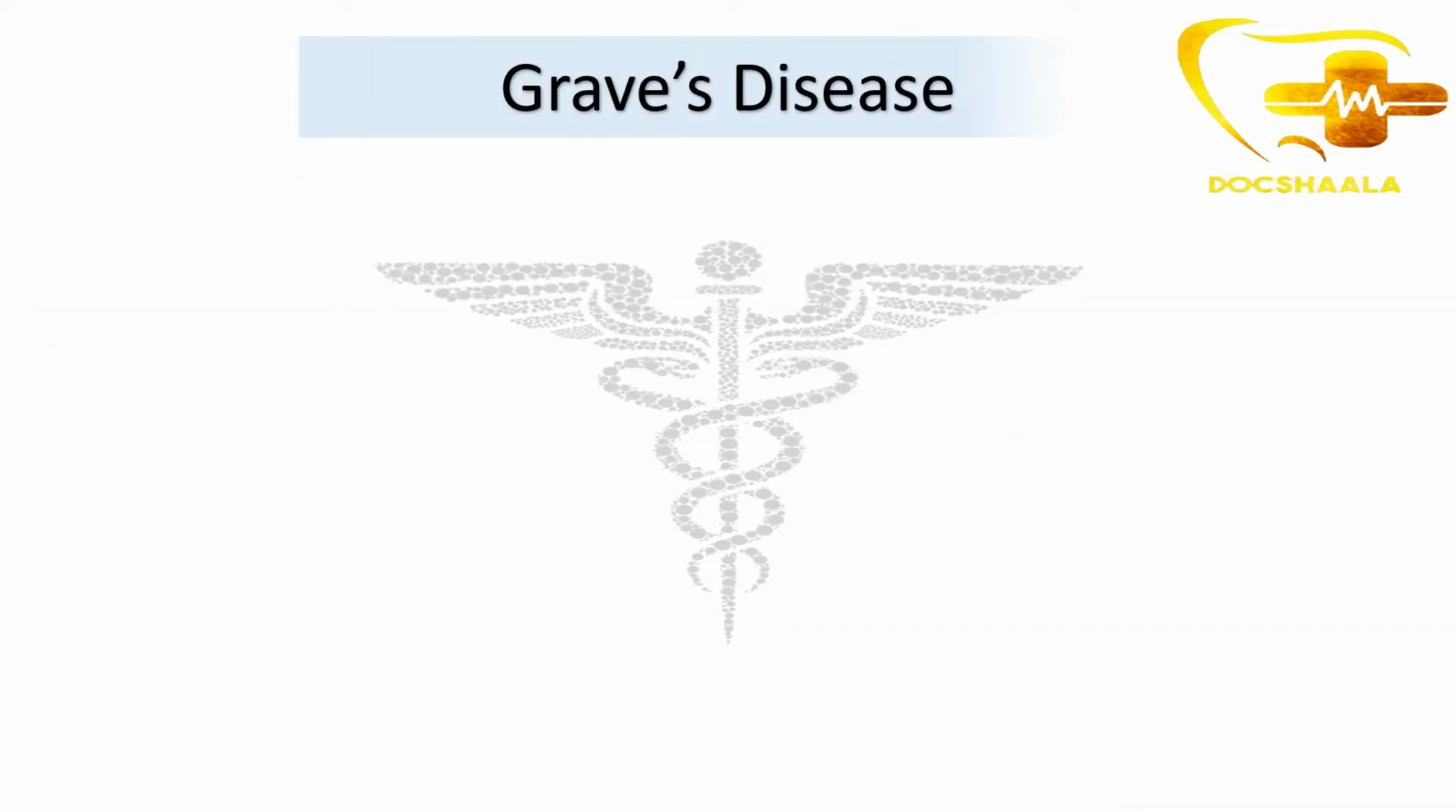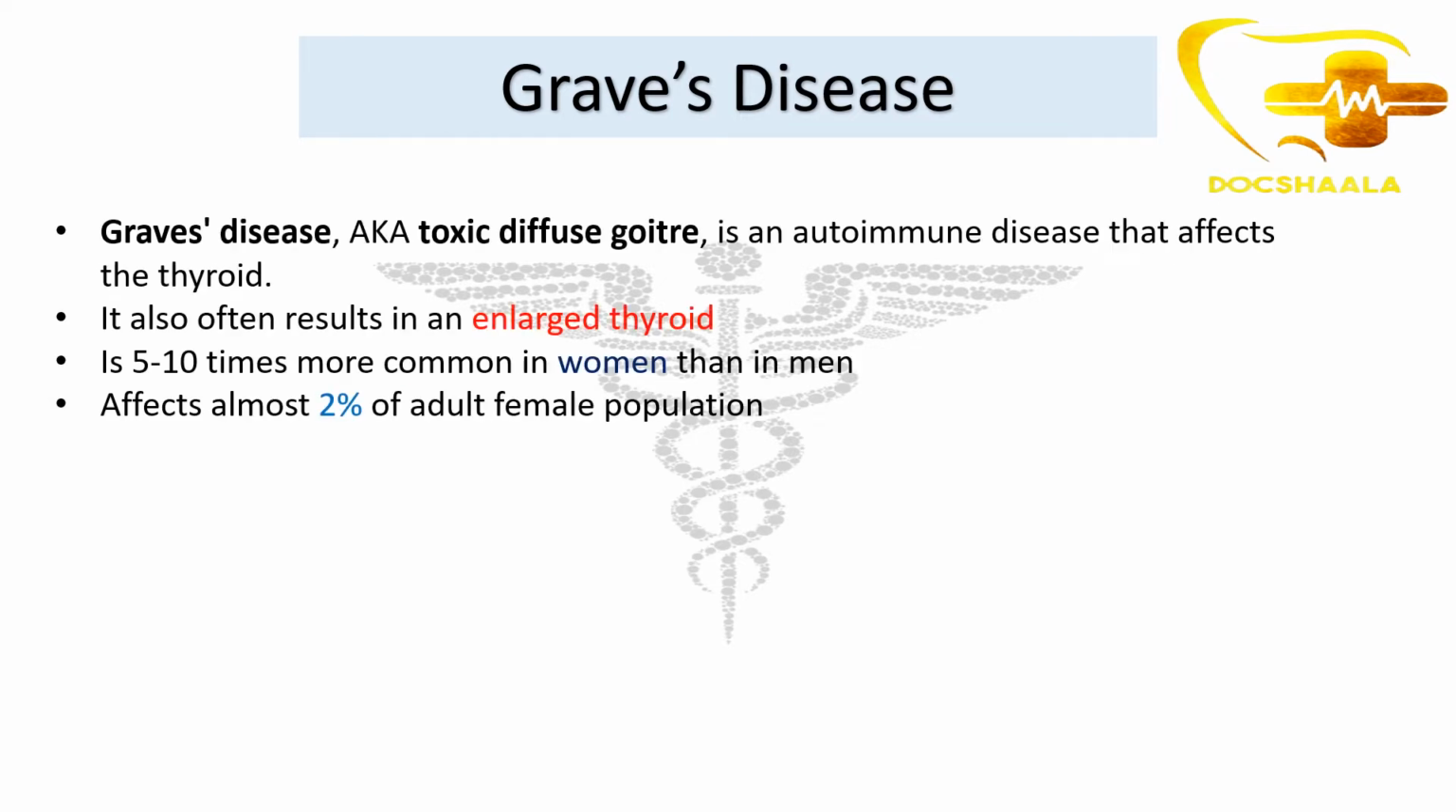Okay, so coming to Graves' disease. Graves' disease is also known as toxic diffuse goiter. It is an autoimmune disease that affects the thyroid. It often results in an enlarged thyroid, so the thyroid gland is enlarged in Graves' disease. It is 5 to 10 times more common in women than in men. It almost affects 2% of the adult female population.